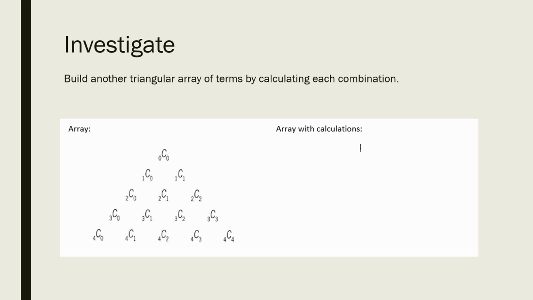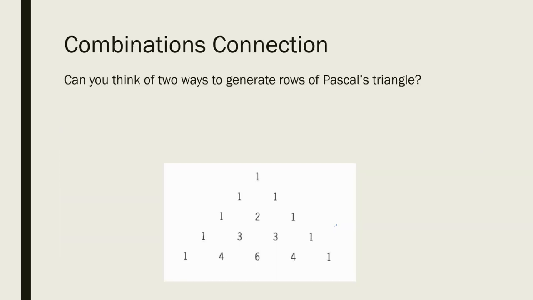So 0 choose 0 is 1, 1 choose 0 is 1, 1 choose 1 is 1. 2 choose 0 is 1, 2 choose 1 is 2, and I bet you can see where this is going. 3 choose 0 is 1, and then 3, and then 3, and then 1, and all of those in the bottom row give you the same terms as Pascal's triangle. That's an actually really interesting property of Pascal's triangle, that all the terms are directly related to combinations. So that's something pretty cool that's maybe not obvious upon looking at Pascal's triangle.